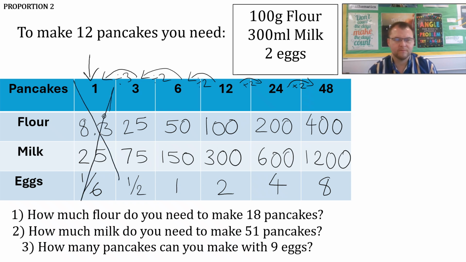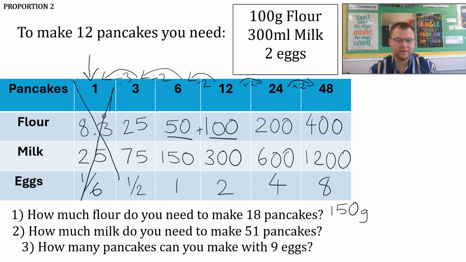So those values are irrelevant, because for 18 pancakes, we can take our 12 pancakes and we can add it to the 6 pancakes. Meaning, for flour, 50 plus 100 means you would need 150 grams to make 18 pancakes. That's the information in the table we can read off.